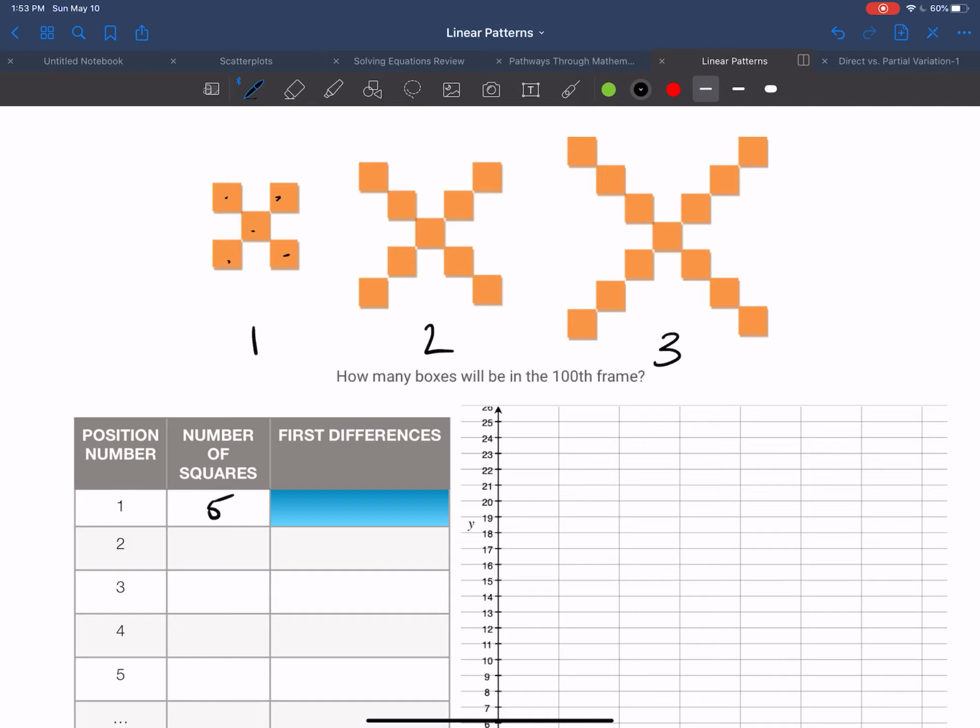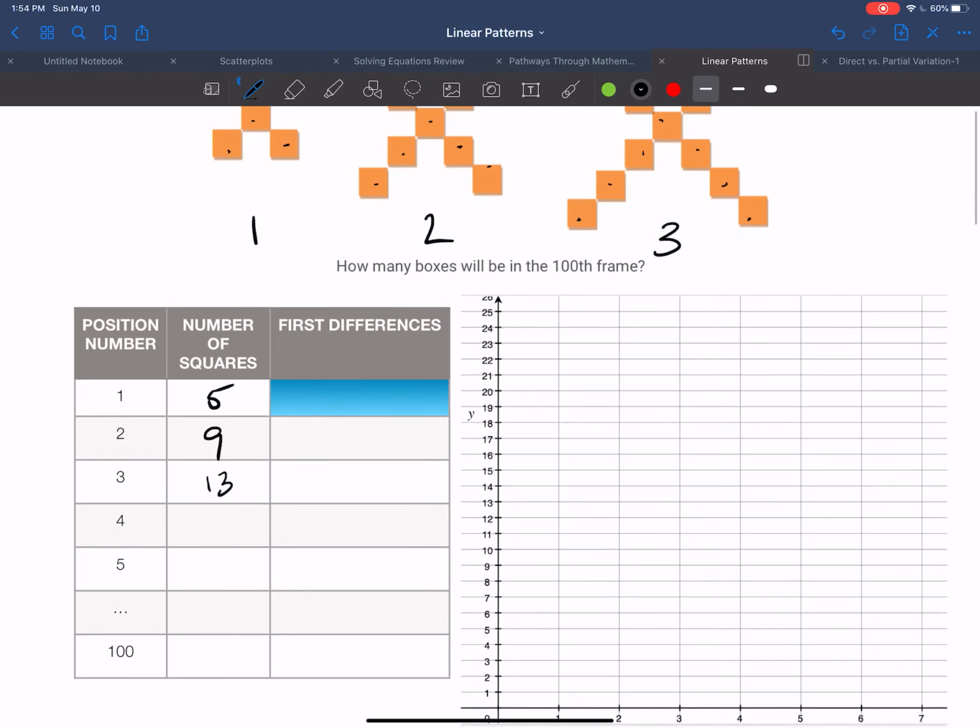5 squares. And then we can see that those 5 are still there, and we're just adding 1, 2, 3, 4. So that would be 9. And then the same ones from position number 2 are there, and we're adding 1, 2, 3, 4. So we're adding 4 every time. So if we had position 4, we would be adding another 4. Or position 5, I'd add another 4. And then we're going to figure out how to get to position number 100 in a second.